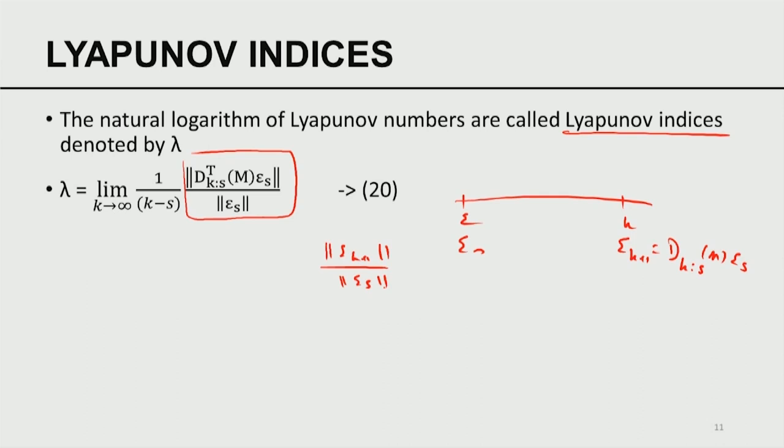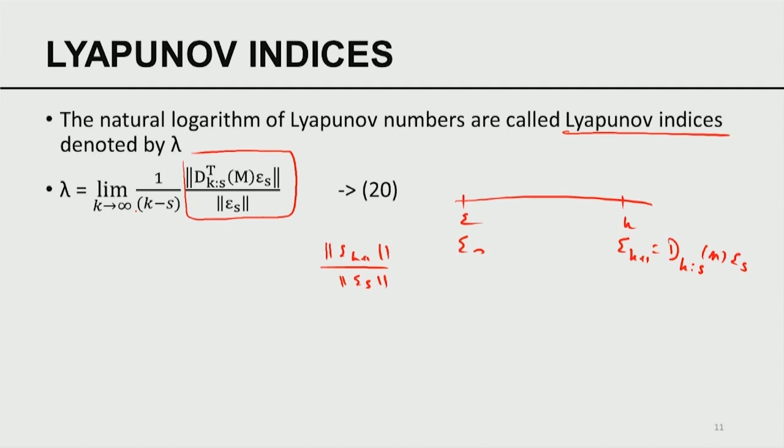So what does it tell you? By running epsilon s through the model, I am able to change the initial error. So then the norm of this ratio is a number, and this number depends on the time interval k minus s. I'm going to normalize this by 1 over k minus s. s is fixed, k goes to infinity. So this ratio, you can think of it as the average. This average value lambda is called the Lyapunov index, and this Lyapunov index essentially tells you the average rate of growth of errors.